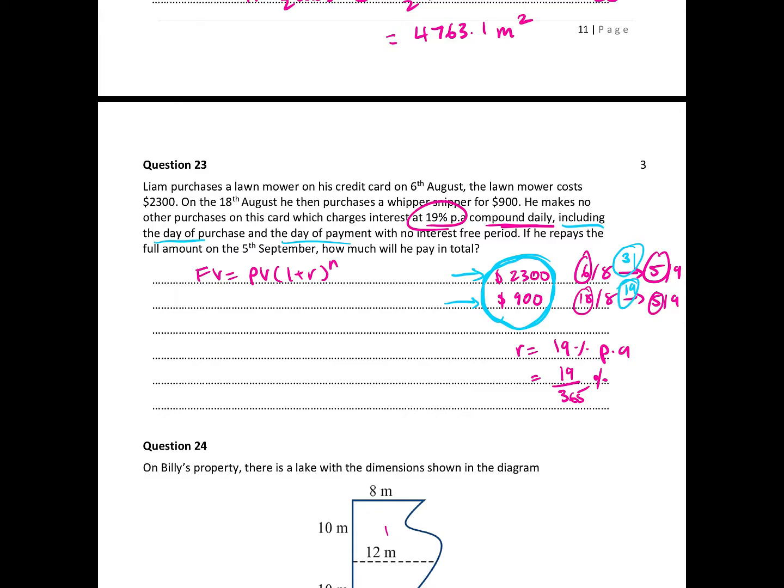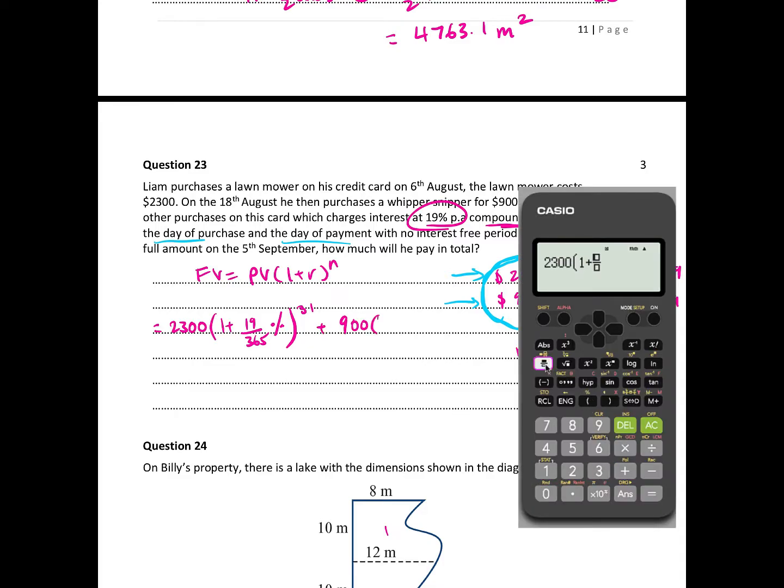So let's separate this. Therefore the total amount that you would have to pay back is your $2,300, 1 plus 19 over 365% to the power of 31, plus 900, slap it with interest, 19 over 365% to the power of 19. Okay, so do you see how I've done each one separately? Okay, add them together and you get $3,246.35.